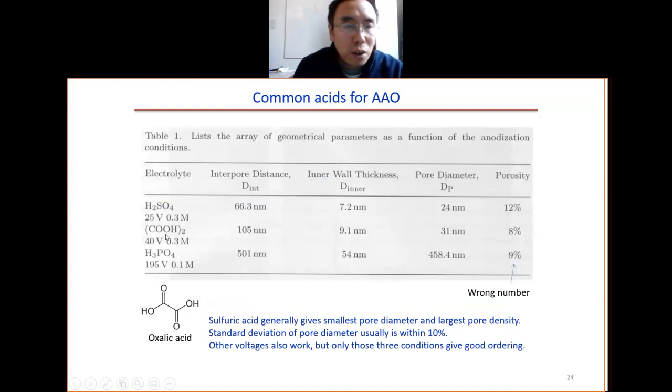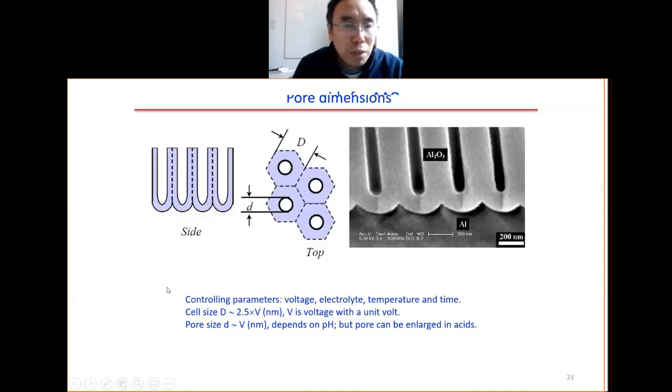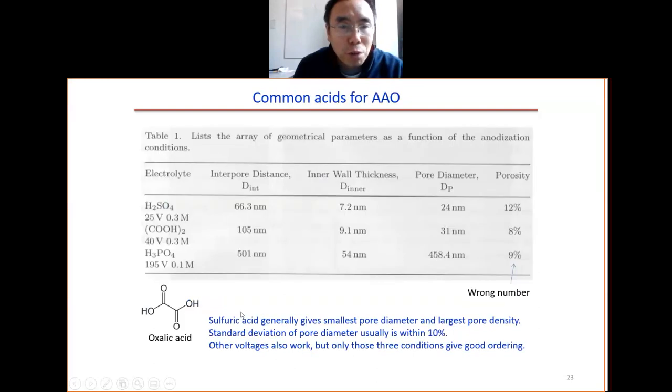The second choice is oxalic acid. Here you work with 40 volts, 0.3 mole per liter. You then get 40 times 2.5, which gives you 100 nanometers. The third one is phosphoric acid, 195 volts; 195 times 2.5 gives you about 500 nanometers. Now these are the typical three conditions for the anodization. Depending on the diameter you want, you can choose different acids.